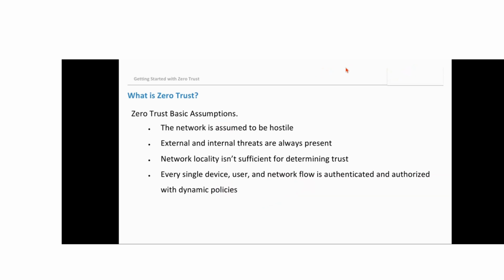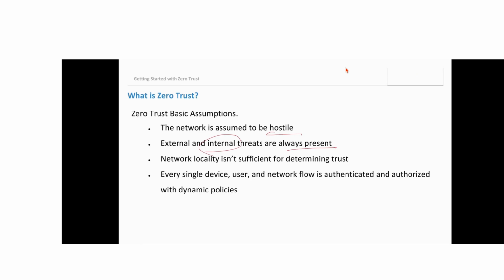Now, there are some basic assumptions. The network is assumed to be hostile, inside or out. I don't know any of your backgrounds, but if you've worked on networks or servers, there have been many times that we trusted people when they got to a certain place in our network, or they logged in, or they could VPN in, or they had two-factor authentication. But now it doesn't matter. We still assume them to be hostile, and we still watch everything that happens. So logging is a big deal here. External and internal threats are always present.